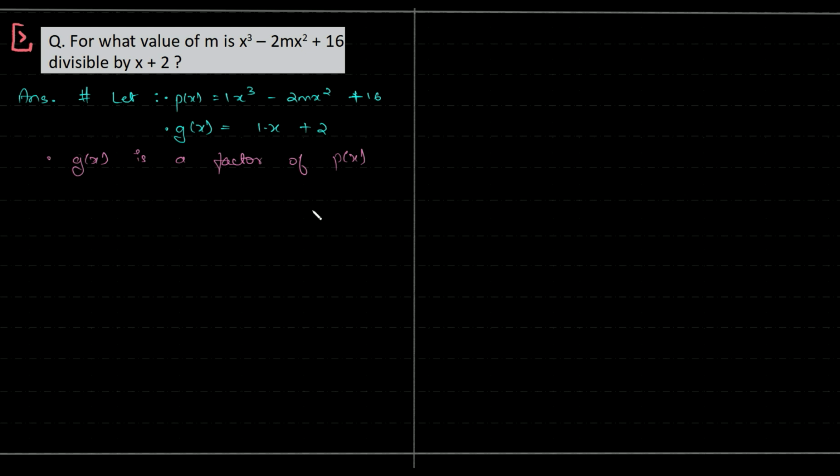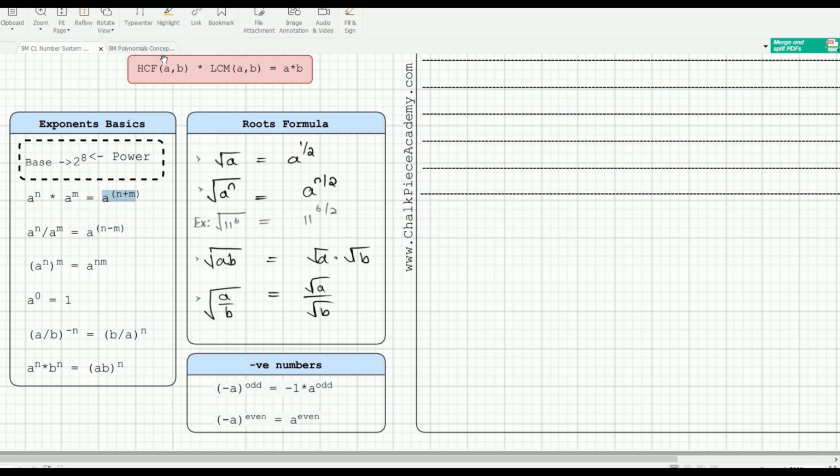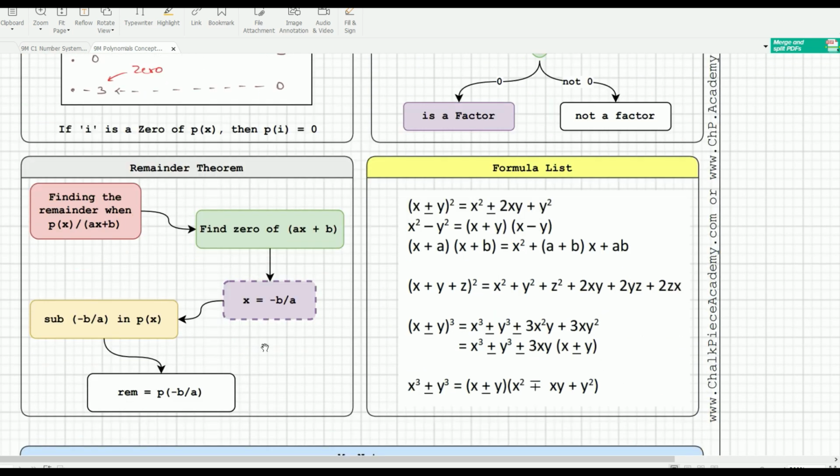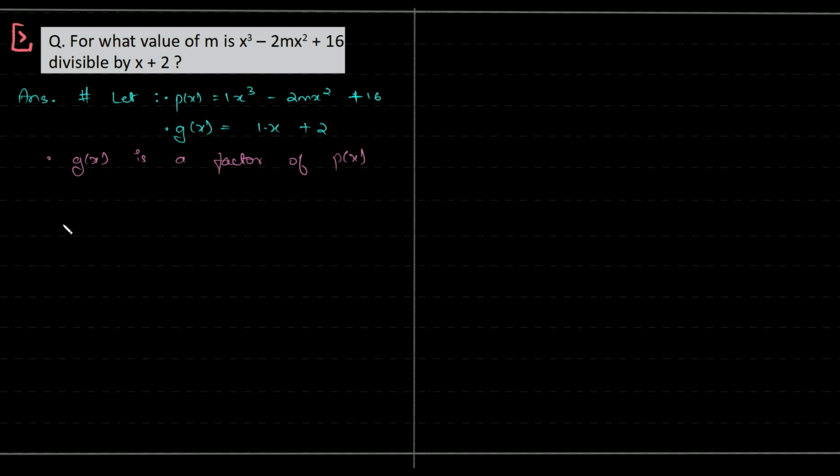We have to understand what exactly we have to use to solve this. Well, we have to make use of, yes, the remainder theorem. As per the remainder theorem, the remainder will be 0 if the numerator is divisible by the denominator. So how do you figure out the remainder? Using the remainder theorem. The very first step is finding the 0 of your denominator. So first, let's figure out the 0 of g of x.